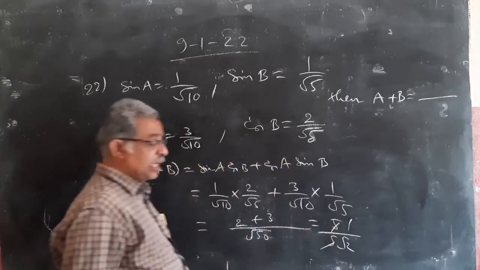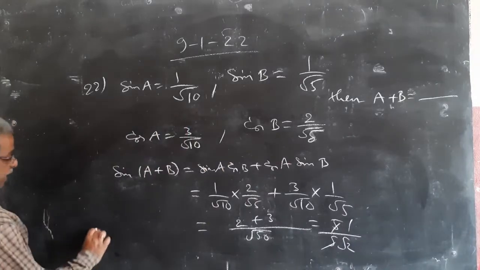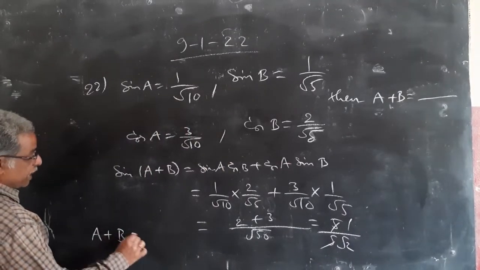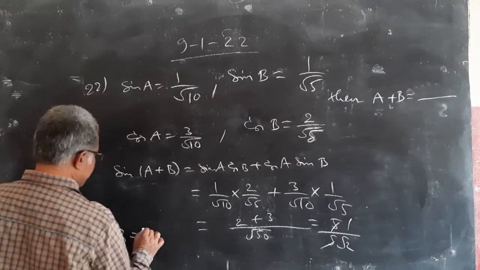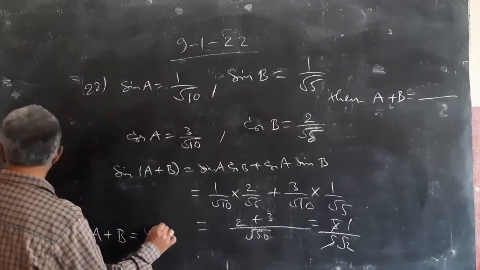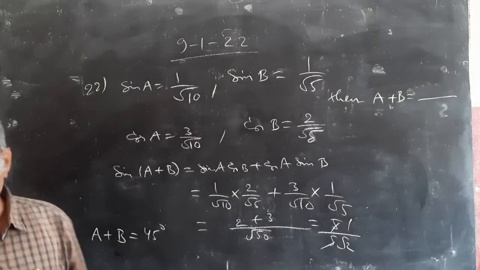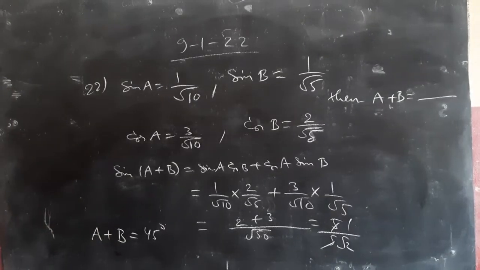The 5 cancels. So sin of A plus B is 1 by root 2. When does sin become 1 by root 2 in an acute angle? A plus B equals 45 degrees. So your option is the second option.